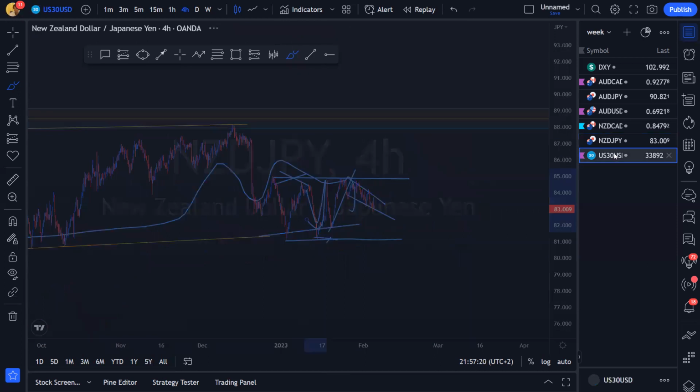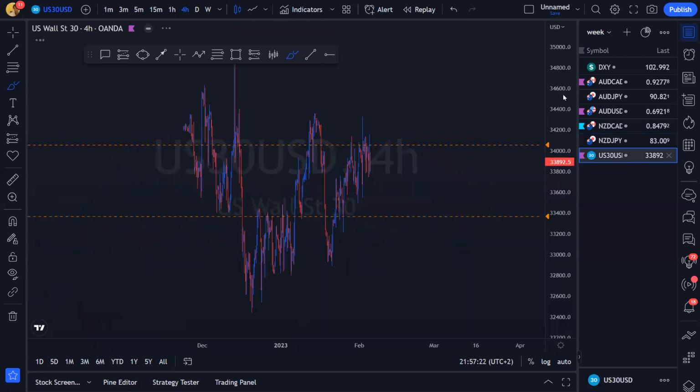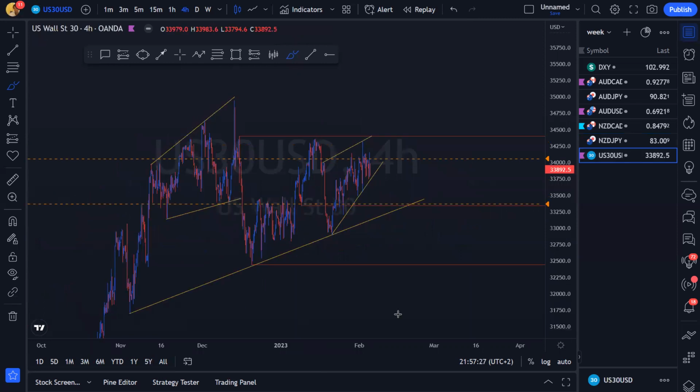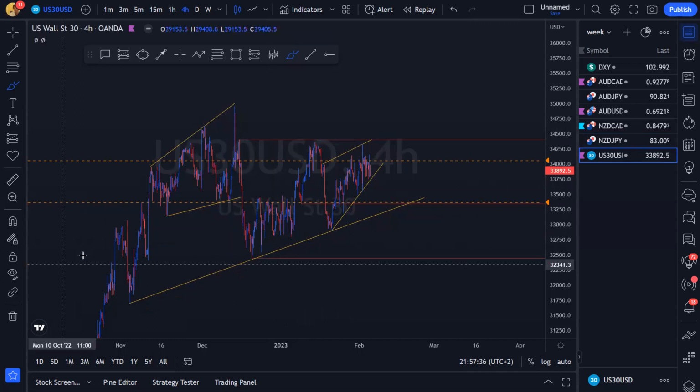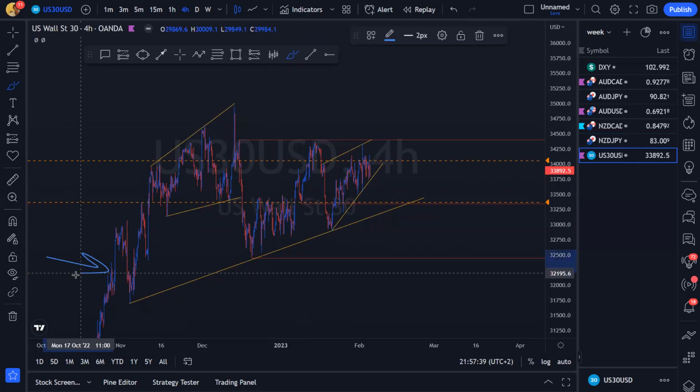Otherwise, US 30. So US 30, I'll just stick to the 4-hour. No need for us to go on to the daily. Cool. I'm just going to explain. We'll just stick to the most recent price action because higher time frame would just be redundant in what we're going to say. So otherwise, there were a lot of buyers coming into US 30. A lot of people buying US 30. This is when we wanted to be the buyers.